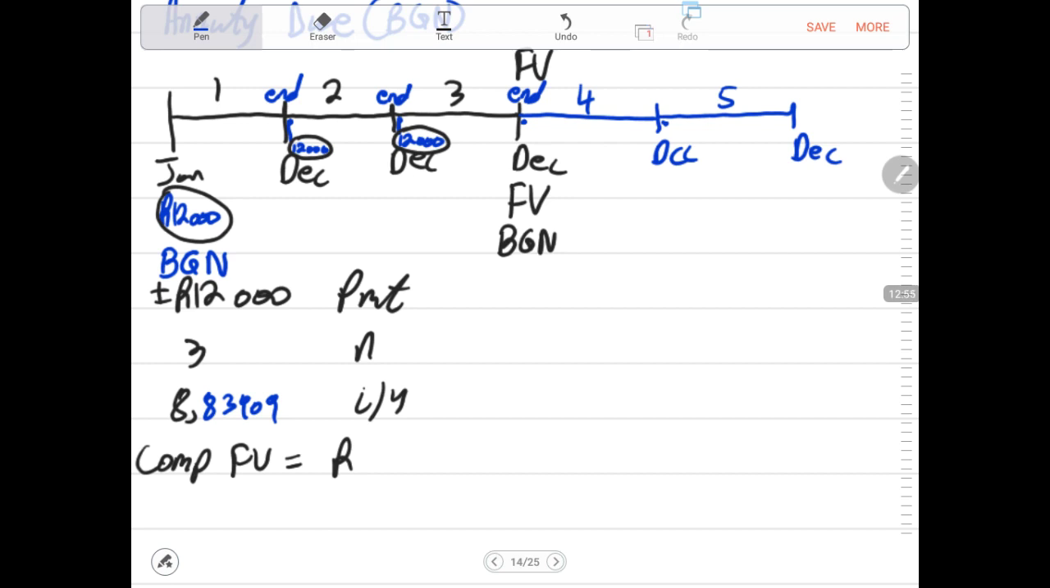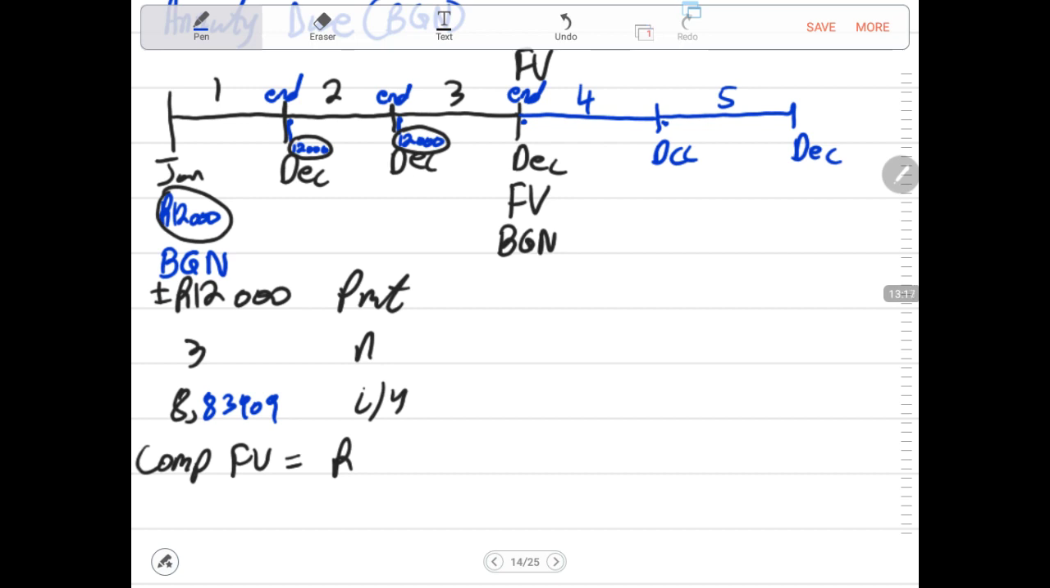8.83909 is our interest. Then we compute the future value. Now the future value is 40 something, just to verify that once again. Plus minus 12,000 is our PMT. We have 3 as our N.